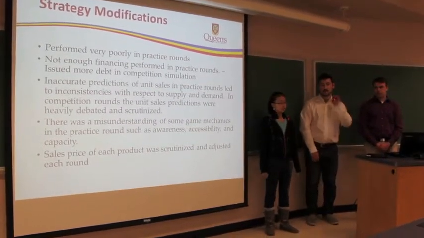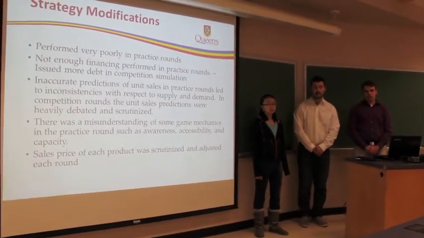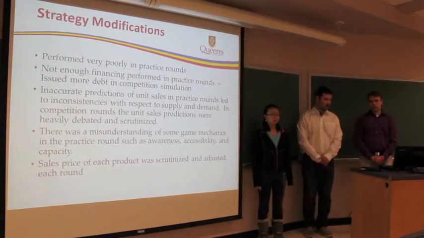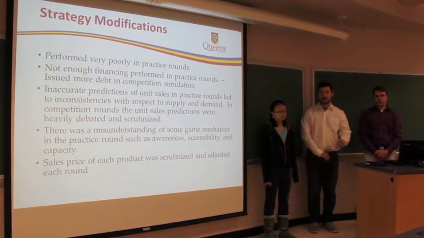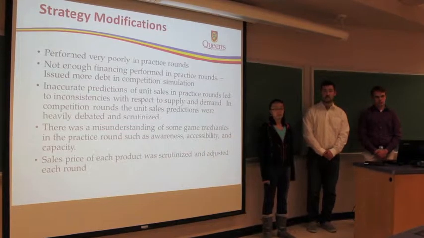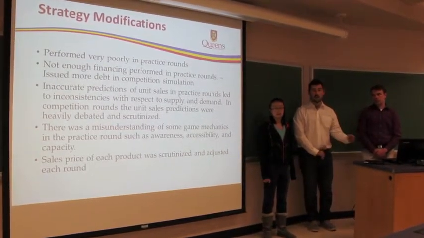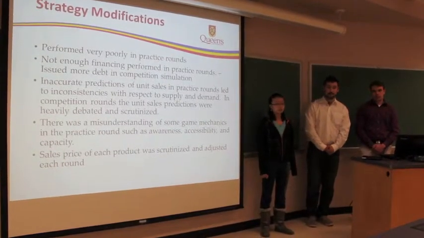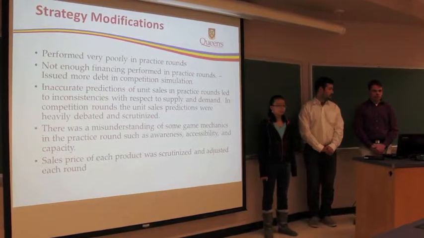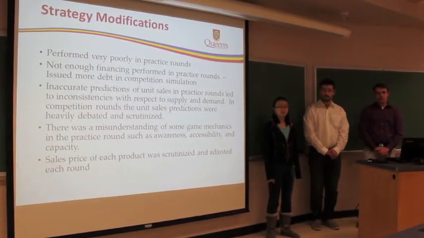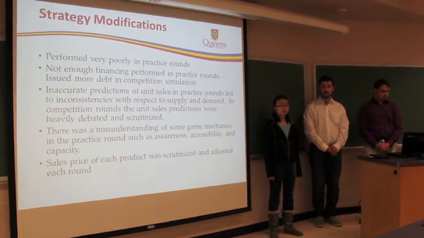We also had a misunderstanding of several of the game mechanics during our practice rounds, which led us to make mistakes that hurt us overall. These included awareness, accessibility, and most importantly, capacity. We didn't really understand how it worked. Also, in our competition rounds, we made more effective use of the HR component as well as TQM. We learned a good way to maintain a competitive edge was to analyze our sales price at the end of each round and to adjust it accordingly to still be competitive.